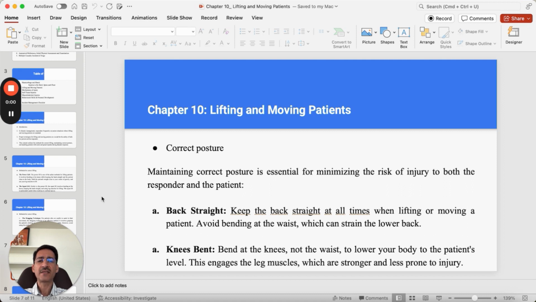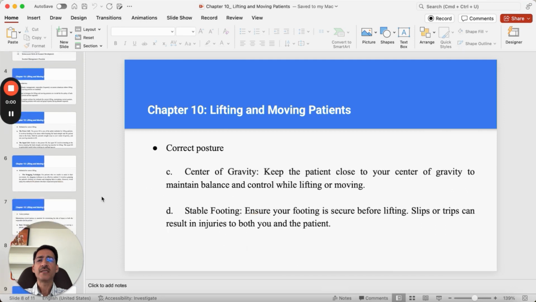This engages the leg muscles, which are stronger and less prone to injury. Center of gravity. Keep the patient close to your center of gravity to maintain balance and control when lifting or moving. Stable footing. Ensure your footing is secure before lifting. Slips or trips can result in injuries to both you and the patient.